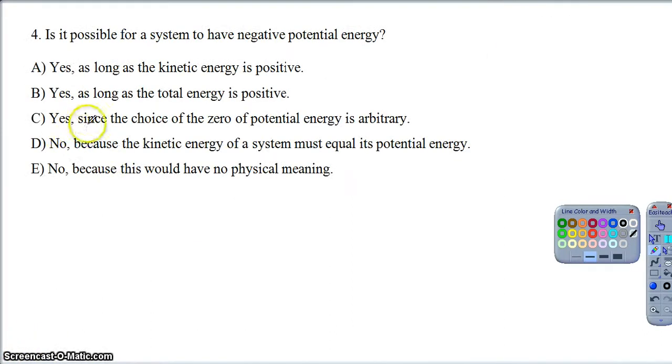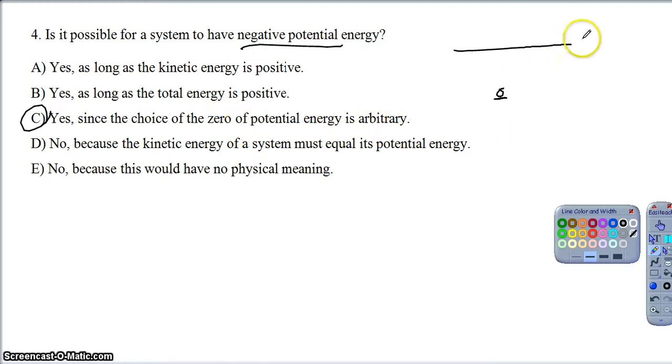Question 4. Yes, it is possible to have negative potential energy, because keep in mind potential energy is always relative to whatever I want it to be relative to. So we've seen problems in the past where, for instance, if I hold an object up here, but I ask you what's the potential energy with respect to the ceiling, it is negative potential energy with respect to the ceiling. So yes, it is possible, since the choice of our 0 is completely arbitrary.